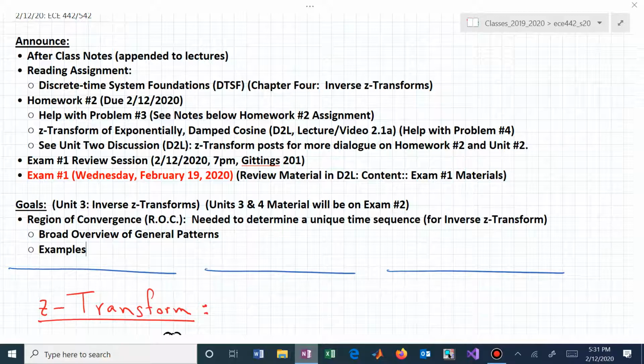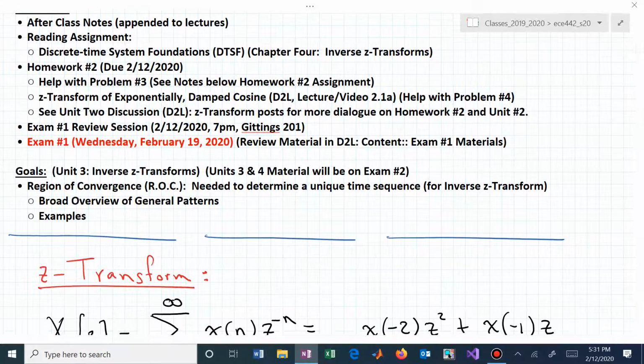If you're still needing help with homework number 2, which is due this evening, you might look on D2L. There are some notes right below the assignment itself to try to help you with the block diagram state space material, and we'll actually go through hopefully some of that in the review session tonight, maybe some different ways of creating block diagrams or all delay block diagrams, state space, etc.